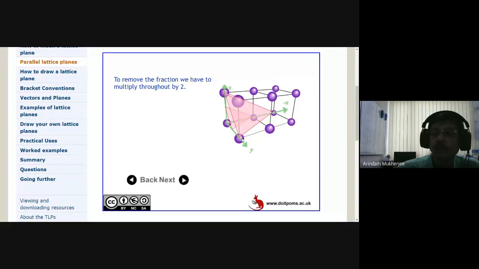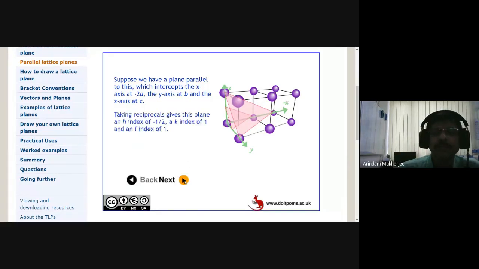If we have this plane, then the intercepts at the x-axis is minus 2a, y-axis b, and z-axis c is 1 1, right? So that means if we take reciprocals now, I will get, what do I get? Look at these values.